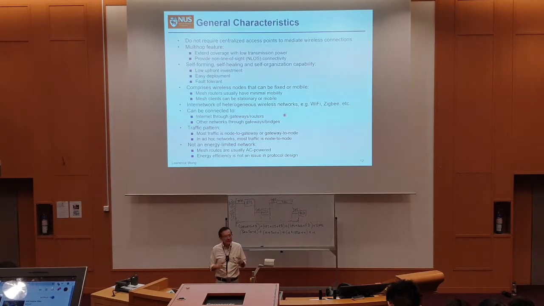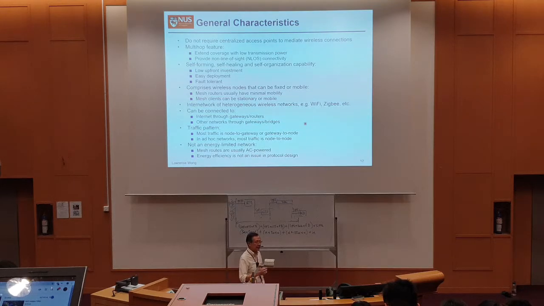Number three is it's self-configuring, so that makes it easy to set up. The nodes can be fixed or wireless, so that gives flexibility. And it can provide interoperability with different types of technology, which I just gave you an example of, heterogeneous wireless networks. It can be connected to the internet via gateways and routers, and to other networks via gateways and bridges. Traffic patterns tend to be node to gateway rather than node to node, although it's capable of node to node.